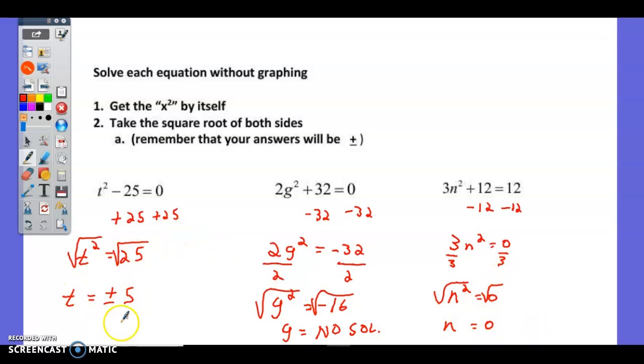So this was a 2 solutions problem, positive and negative 5. This was a no solution problem because that graph never crosses the x-axis. And this one crosses at 0.